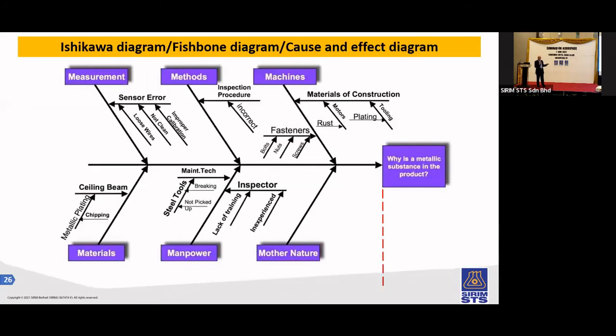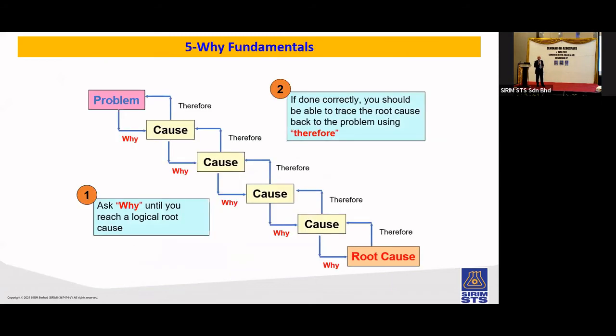So Ishikawa diagram, cause and effect diagram, dia macam-macam nama ada. Ishikawa, fishbone, cause and effect. So Ishikawa Japanese, perkenalkan cause. Cause dia kat kepala, effect dia adalah kat badan dia. Measure, method, machine, material, manpower ataupun environment. This is very basic, for you to introduce your problem solving methodology.